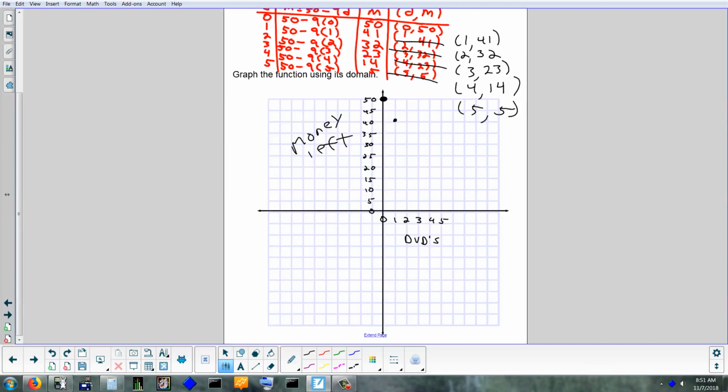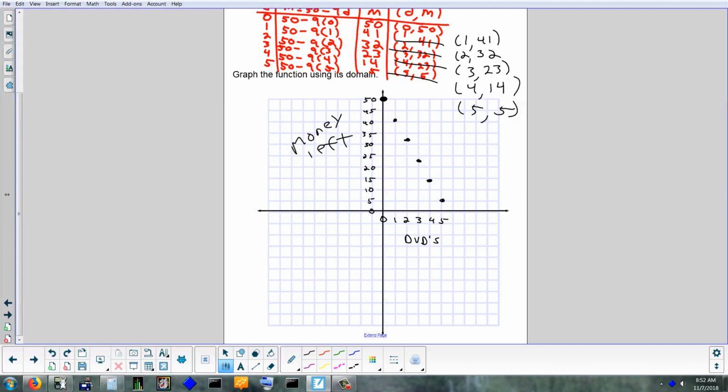So 232 would be a little bit above 30. 3, what's my next one? 323. So 323 would be right in there. Next one, 414. 414 looks good. So far they look pretty straight. That's how they should look. They should look straight. And then 5, comma, yeah, 5. So 5, 5.